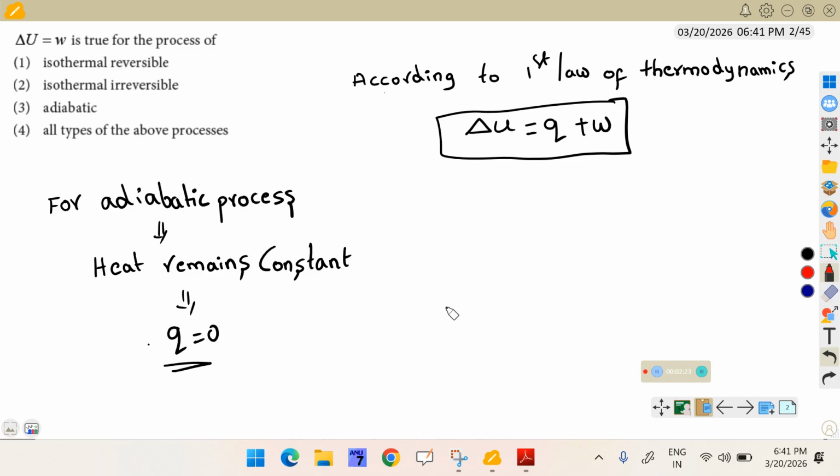Delta U equals W is true for which process? It is true in case of adiabatic process. According to first law of thermodynamics, delta U equals Q plus W. For adiabatic process, heat remains constant, so the value of Q equals 0. Then delta U equals 0 plus W, delta U equals W.